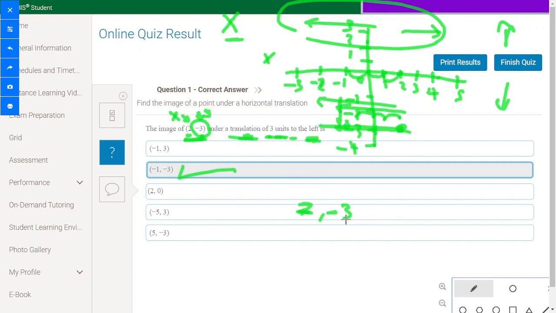So all I do, I will take this 2, and as I'm moving to the left, that means it's minus, right? So I will say 2 minus 3 and -3. So 2 minus 3 would be -1 and -3. Because here I'm moving the point 3 units to the left, so I'm going to the negative side. So that means I'm subtracting the number of units I'm translating from the point.